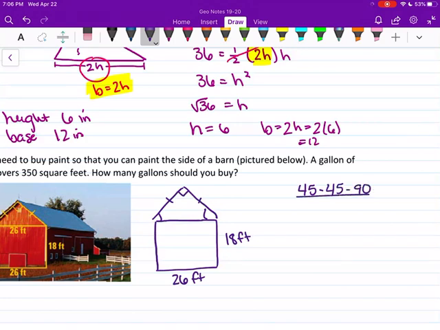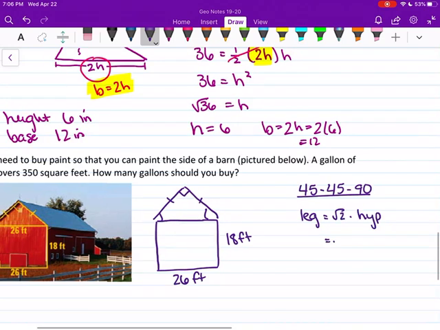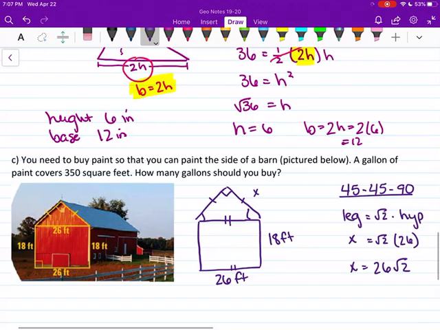So if I have a 45, 45, 90, I know that the leg equals square root of 2 times the hypotenuse. Okay, and so my hypotenuse in this case is 26, because it's the same as the bottom of my rectangle. So square root of 2 times 26. So then I get that the leg, let's call that x, just so it's nice to have a single variable. So then that's fine. So x equals 26 root 2. Okay. And then we can figure out our areas.